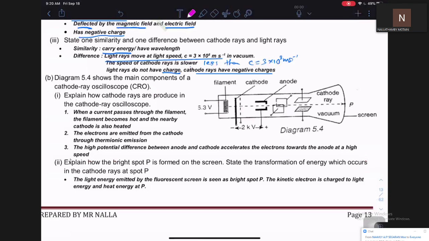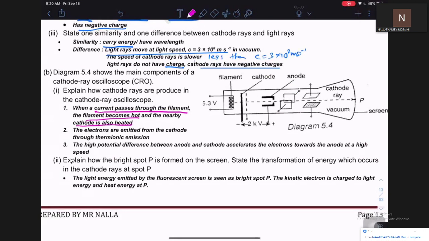Okay, you see the answer? Current passes through filament. Filament becomes hot. Cathode heated. Electrons emitted. If you want to write thermionic emission, also can. High potential difference between the anode and cathode accelerates the electrons. So that means you need to know the flow, the story.